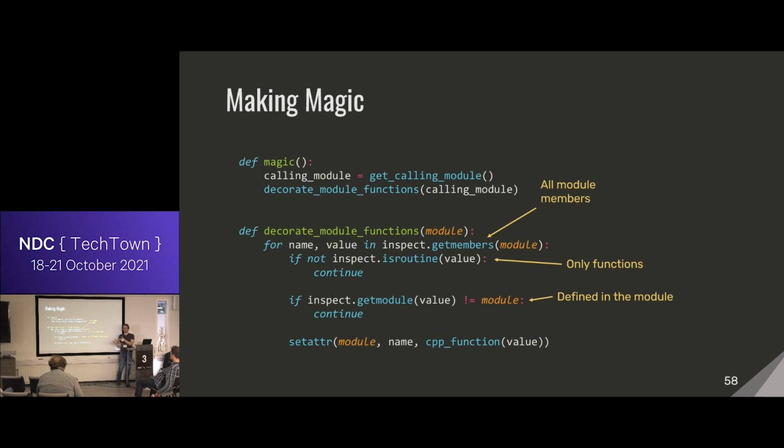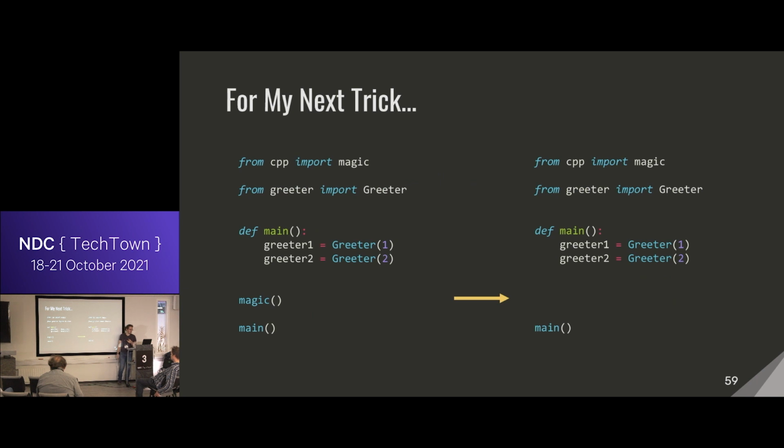And then we set that attribute back into the module. We just use setattr, which allows us to take an object, a name, and the new value for that attribute. And we call the CPP function on the function to decorate it, like we did before. And with that, we can write the code as follows. We just import magic, define all of our code, call magic to make the magic happen, and then call main. Everything just works. But it's quite annoying that you have to explicitly use magic. Magic should be magical and visible and fun.